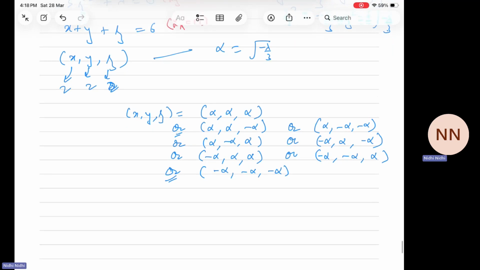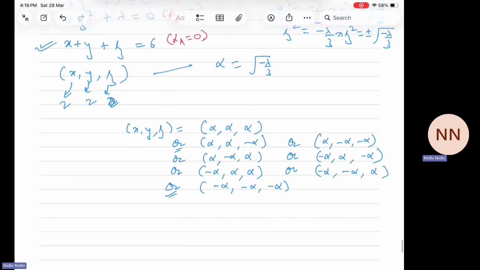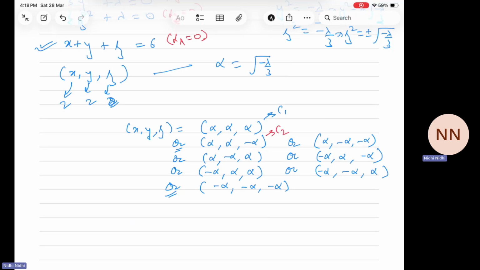In all these cases, we have one more condition, x plus y plus z is equal to 6. Let's mark this as C1, I'll mark it with red, for case 1. Then case 2, case 3, case 4, case 5, case 6, case 7, and this will be case 8.